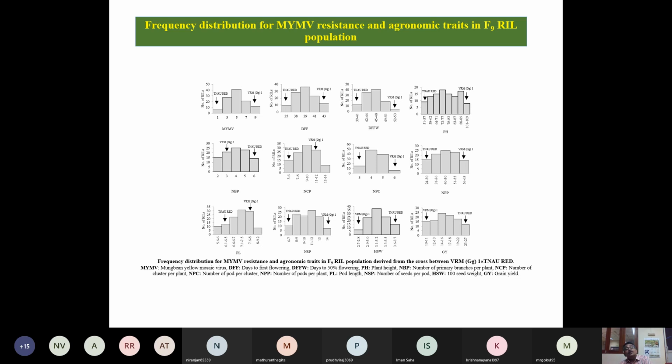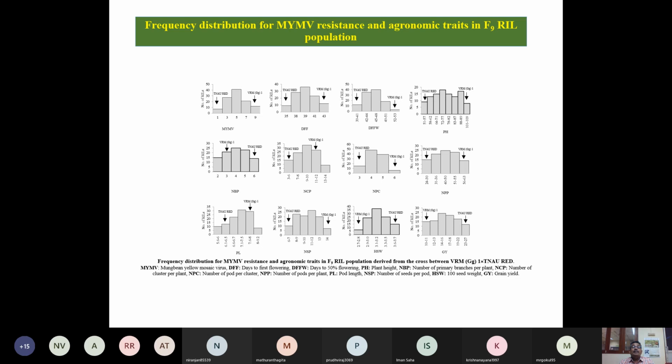So for each character you have to go for the frequency distribution, to see whether the two parents are contrasting in the population. That is the first criterion. Most of the characters show a contrasting trait. Some characters have very narrow variability, so it is very difficult to map the QTL region for those characters, or very few QTLs or only minor QTLs may be detected.